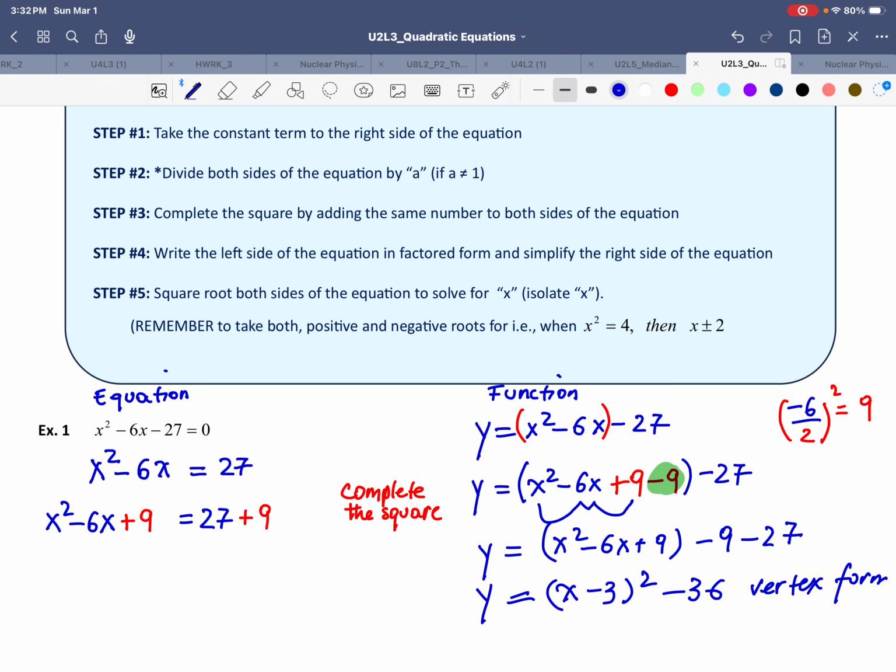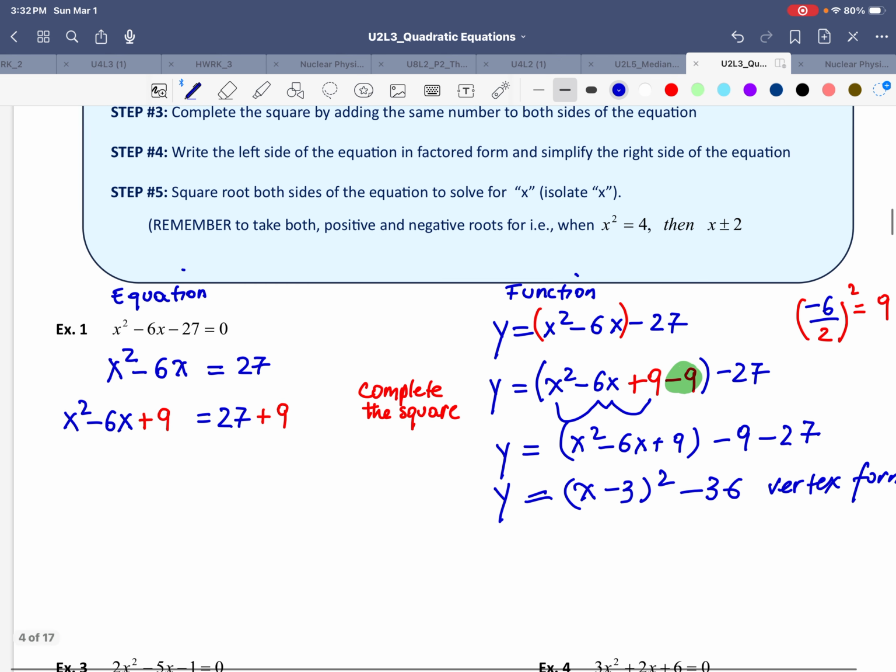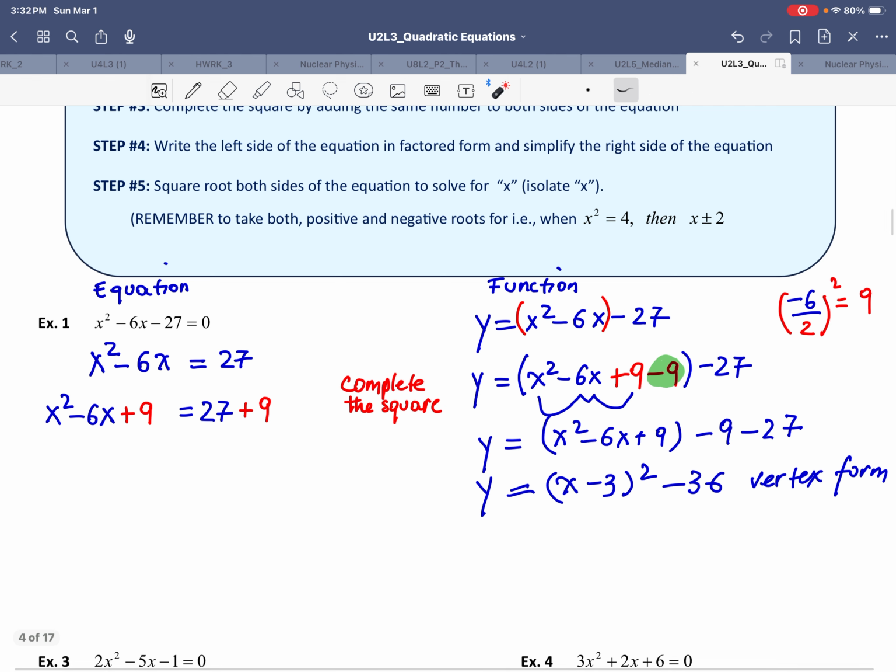Now, how does that look in a quadratic equation? So very similar to what we did in quadratic functions. So we're going to write this now as a power of 2. So we're going to say (x minus 3) squared is equal to 27 plus 9, which is 36.